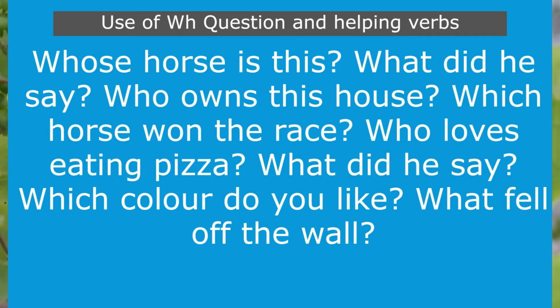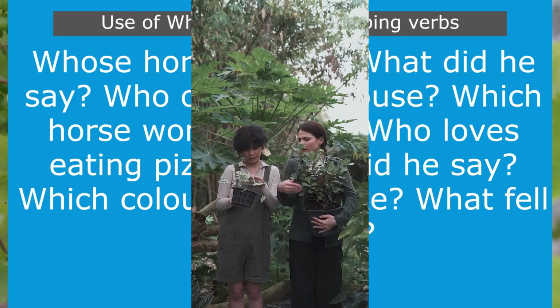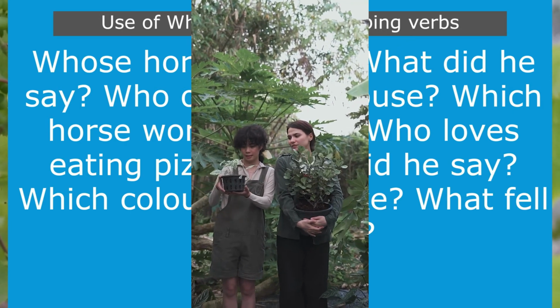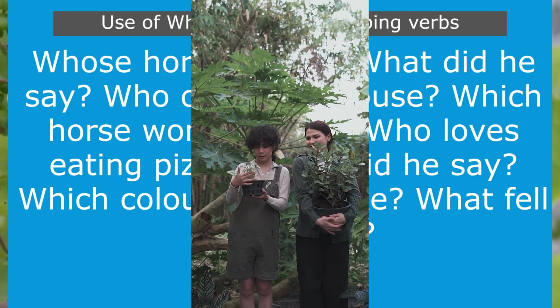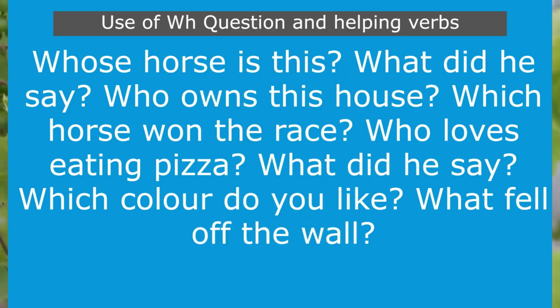What fell off the wall? A brick fell off the wall. Which horse won the race? The black horse won the race. Whose horse is it? It is John's horse. Which horse won the race? The black horse won the race.